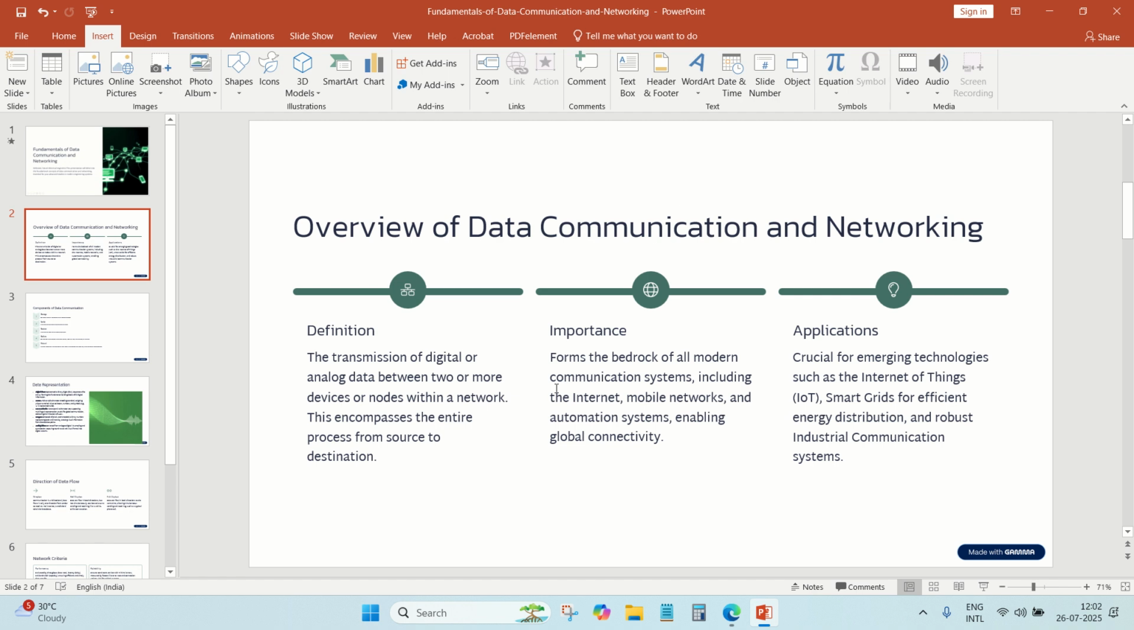Importance of data communication. It forms the bedrock of all modern communication systems, including the internet, mobile networks, and automation systems, enabling global connectivity. The application area of data communication networks is crucial for emerging technologies such as Internet of Things, smart grids for efficient energy distribution, and robust industrial communication.